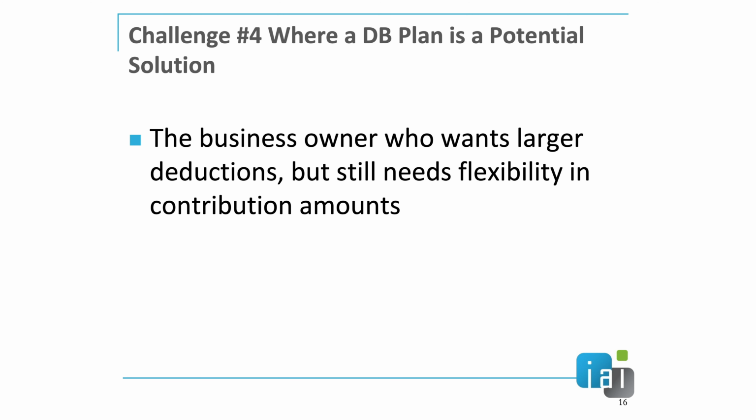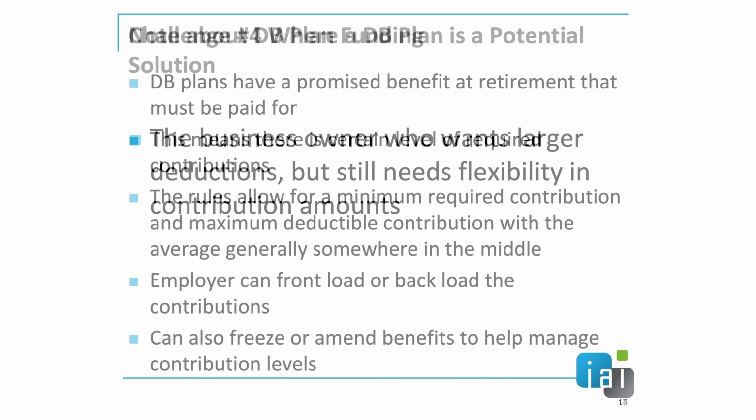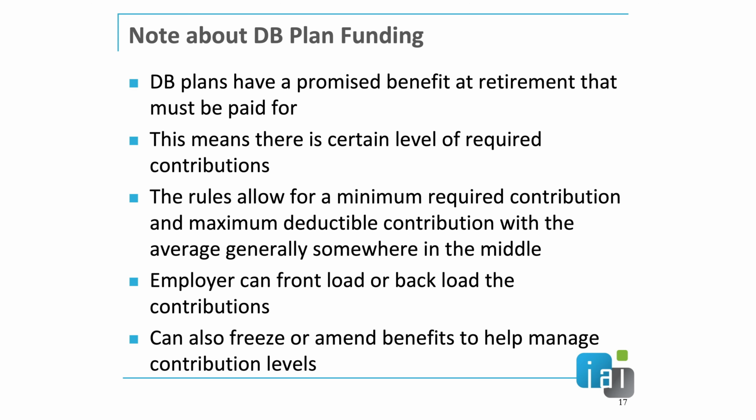Let's talk a little bit about how funding works in a DB plan. DB plans have a promised benefit at retirement that must be paid for. This means there's a certain level of required contributions. The rules allow for a minimum required contribution and a maximum deductible contribution, with the average generally somewhere in the middle. What this means is that the employer can front load or backload the contributions to some degree. We can also freeze or reduce benefits if we need to help manage contributions.